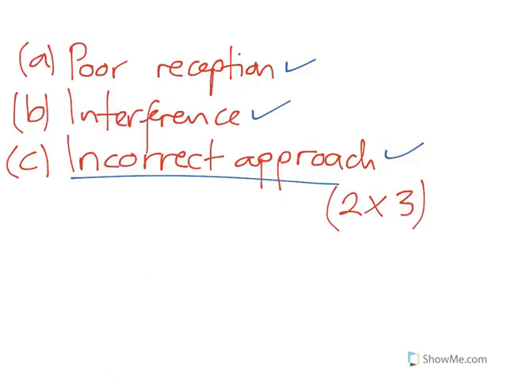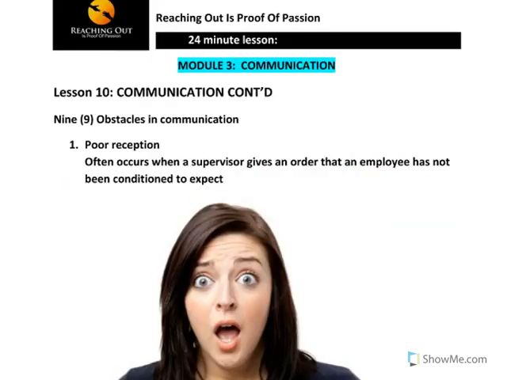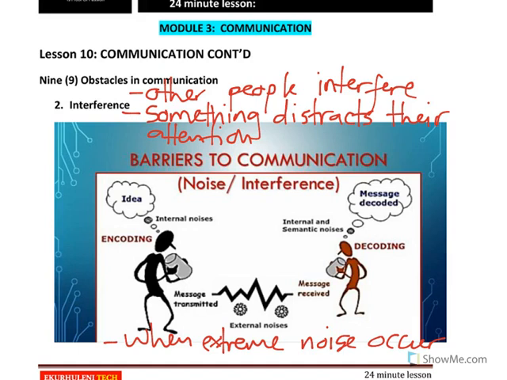The next one is interference. By interference, we said interference can be noise or anything that can affect communication. So some of the notes that you can add under interference is that some other people can interfere, or something distracts their attention. It can be an interference such as noise. It can distract their attention while you're talking to them. Or when extreme noise occurs, it can be an alarm, or any noise that is extreme, or a machine that is producing uncomfortable noise.